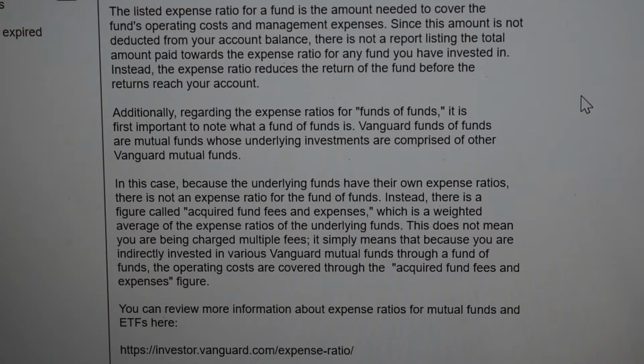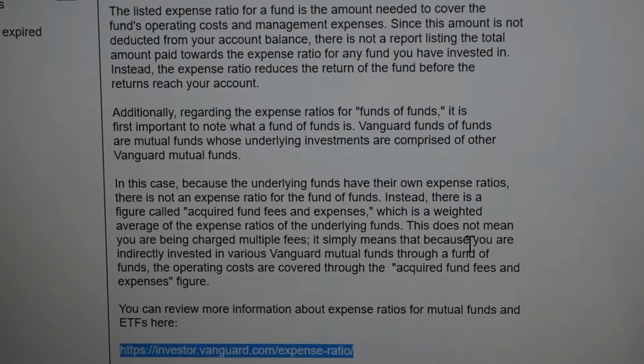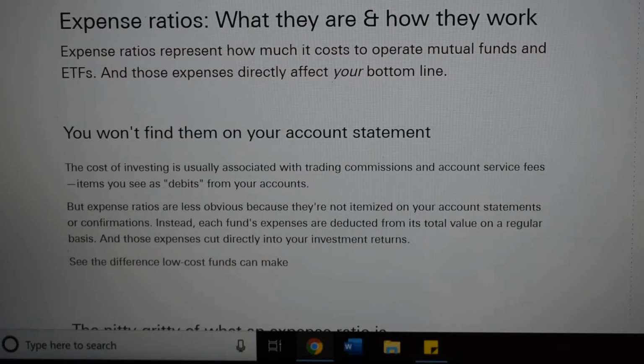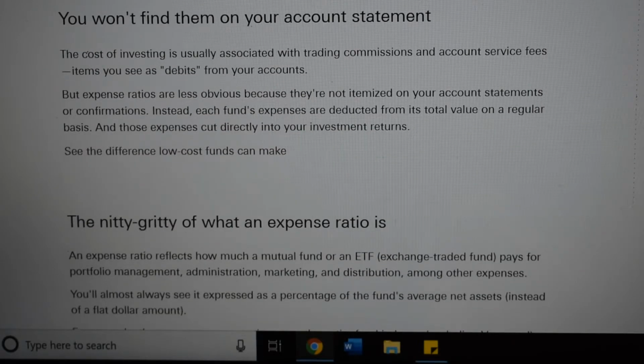You can review more information about expense ratios for mutual funds and ETFs here. So then down at the very bottom there's a link, and I went there. So this is that link from Vanguard. Expense ratios, what are they and how they work? You won't find them on an account statement.